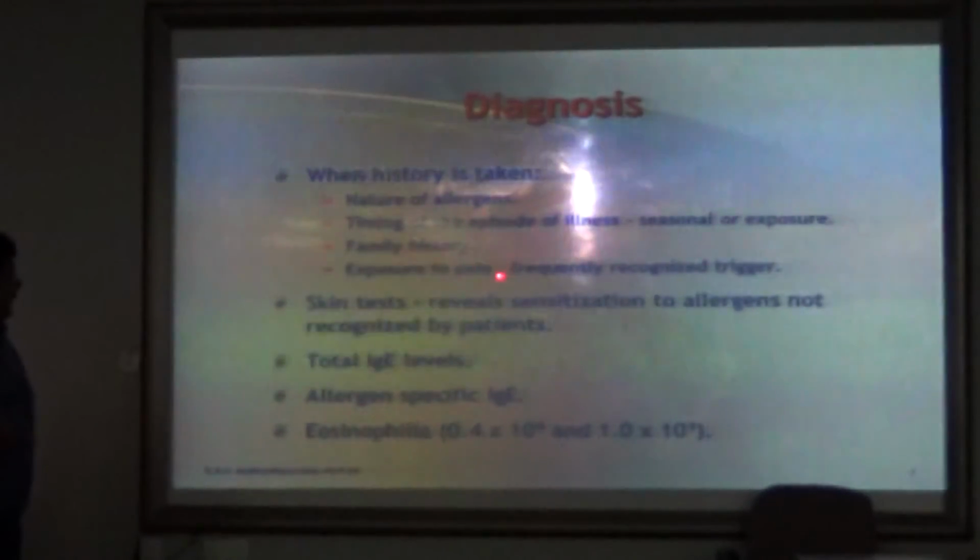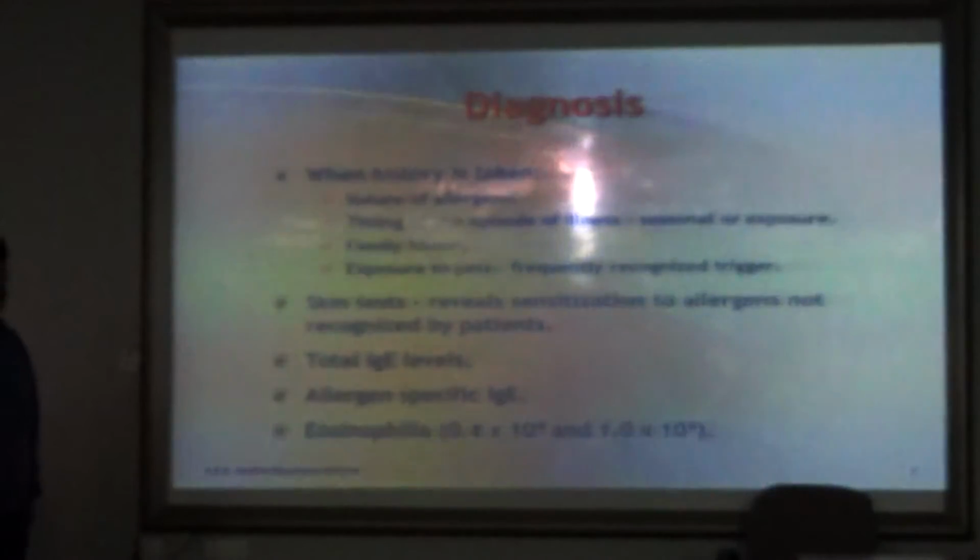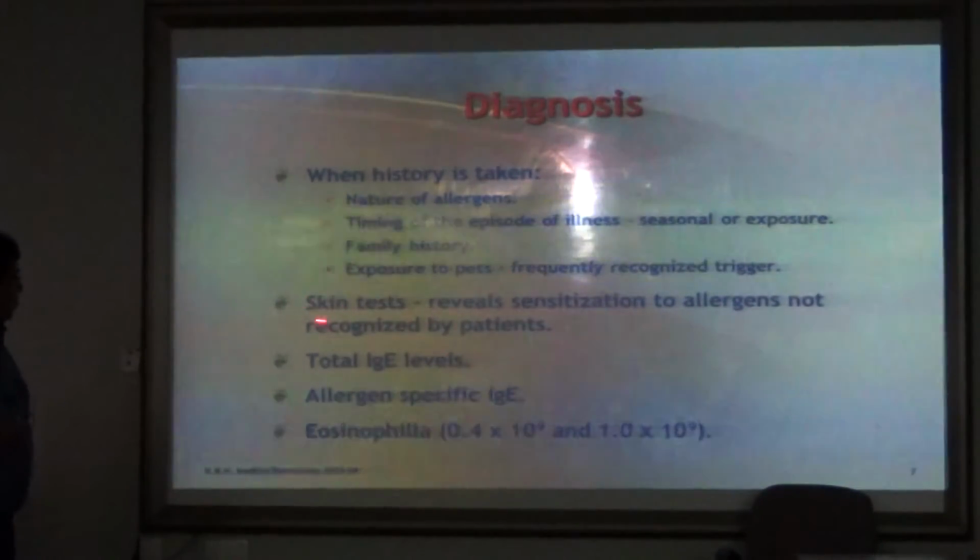If you are an allergist, you'll take the nature of the allergens which you think, or the history, timing, when does it come? It only comes when there is pollen around, or the fruiting trees. Then you will know, okay, seasonal exposure. Is there a family history? It can be a family history. Or is it exposure to pets? And this is usually a recognized trigger for allergic reactions, which are very dangerous. You do the skin test, you do the total IgE levels.